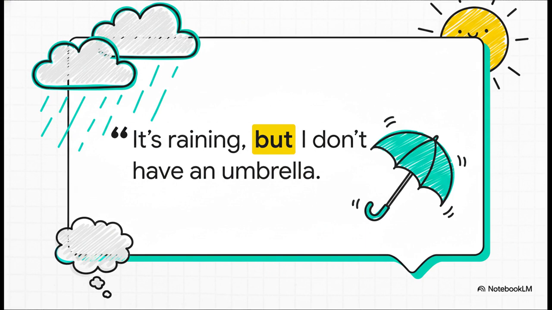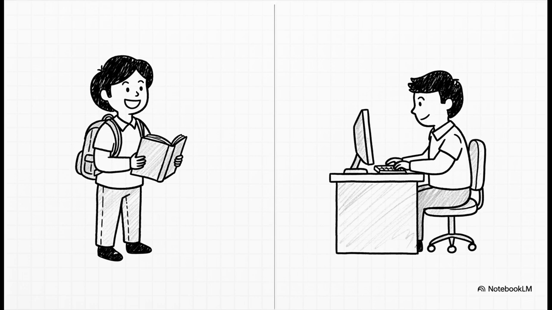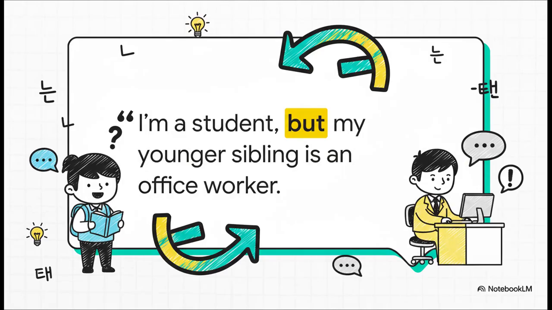Let's try another one. All right, ready for the next one? Try to catch the rhythm of this sentence. 저는 학생인데 제 동생은 직장인이에요. Listen again. 저는 학생인데 제 동생은 직장인이에요. One more time. Maybe try saying it with me. 저는 학생인데 제 동생은 직장인이에요. And once again, you can see that really clear contrast, right? We're comparing two different people. I'm a student is directly contrasted with my younger sibling is an office worker. And that little in-de connects them perfectly.